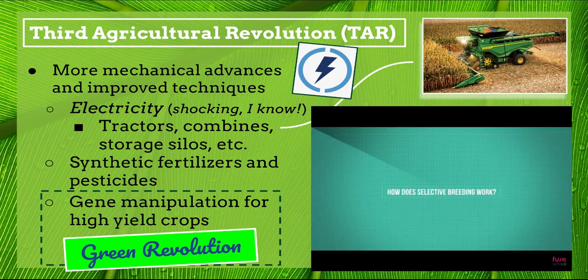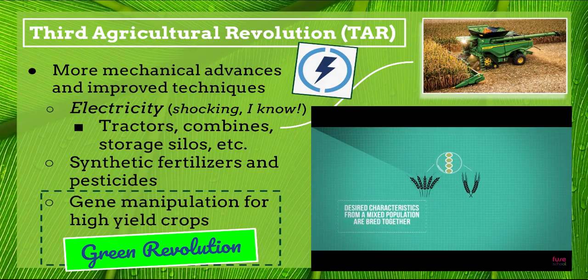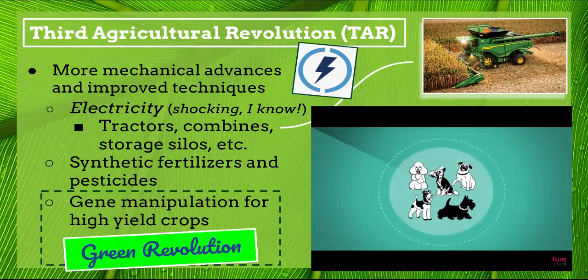How does selective breeding work? Parents with the desired characteristics are selected from a mixed population and are bred together. From the offspring, those with the desired characteristics are then also bred together. This continues over many generations until all the offspring show the desired characteristic. Just think of all the breeds of dog that are around today. These were all selectively bred from a common wolf ancestor.